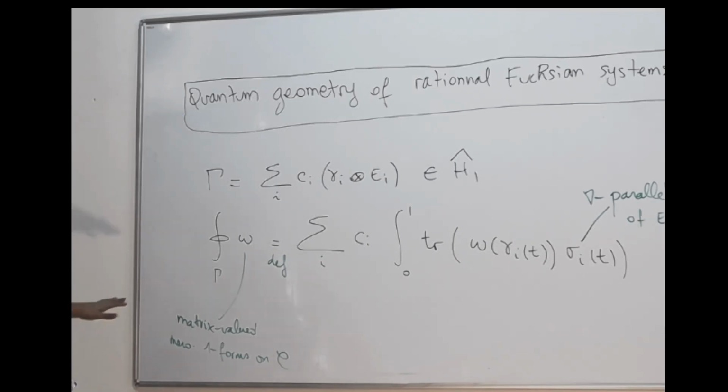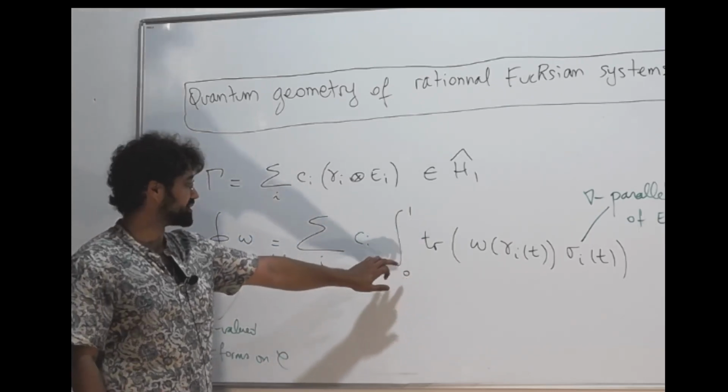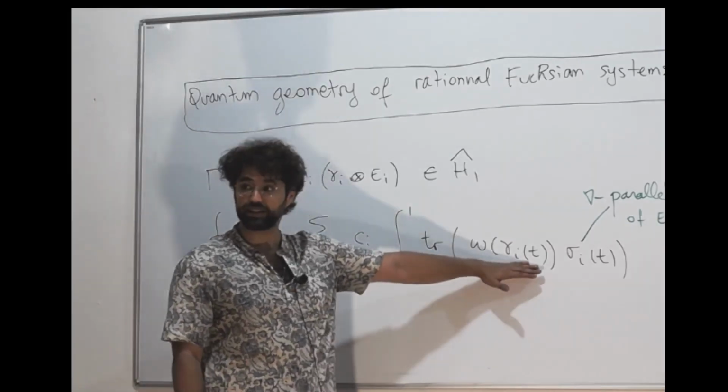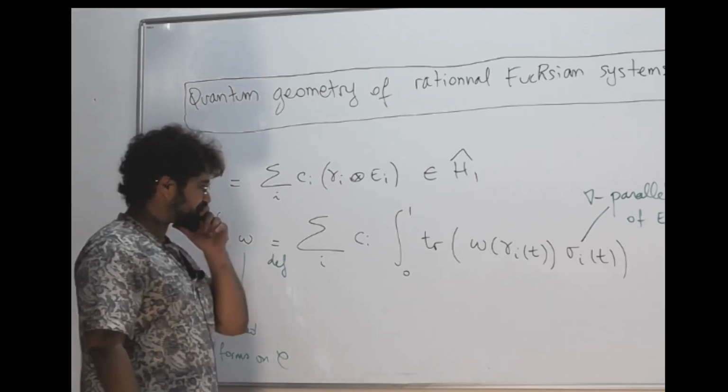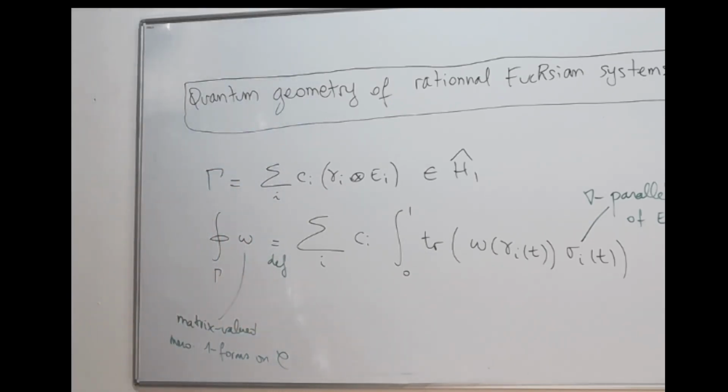Okay, so here there can be issues, because gamma might meet a pole of the form, right? And for that, you need to basically regularize in a way that I'm not going to write here, which basically consists in some kind of principal value type regularization.